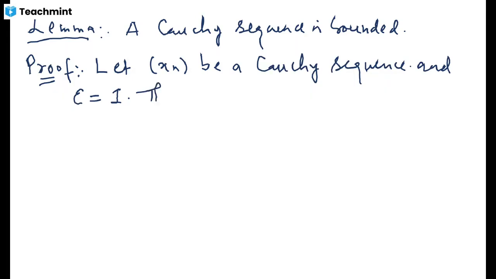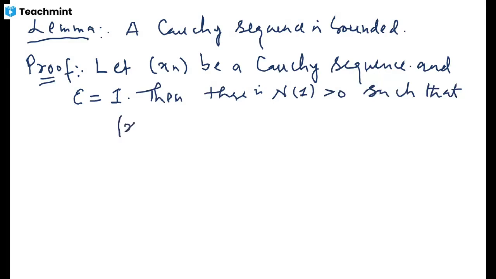Then apply the definition of the Cauchy sequence. It says that there is some number N1 depending upon epsilon, with N1 greater than 0, such that |xn - xm| is less than 1 for all n, m greater than or equal to N1.